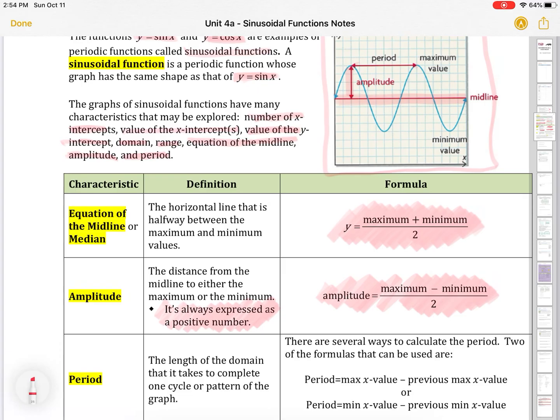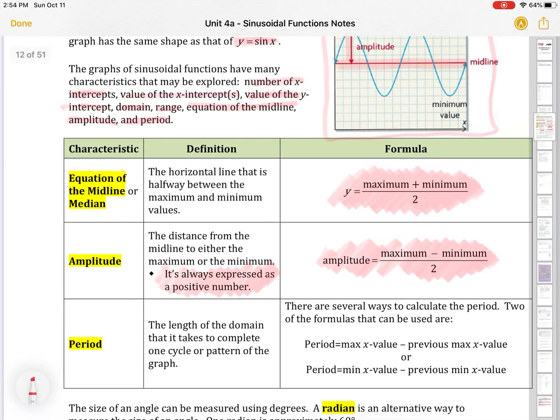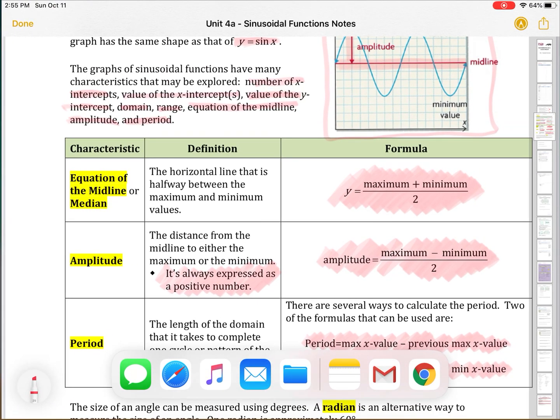Period is the length of the domain, that's our x value, our independent variable, that it takes to complete one cycle or pattern of the graph. There are several ways you can calculate it. Two of the formulas are: period is equal to the max x value minus the previous max x value, or you can take two minimum values. If you only have a partial sketch and it goes from minimum to minimum, you can use the two minimums. But you're always going from either a max to a max or a minimum to a minimum.